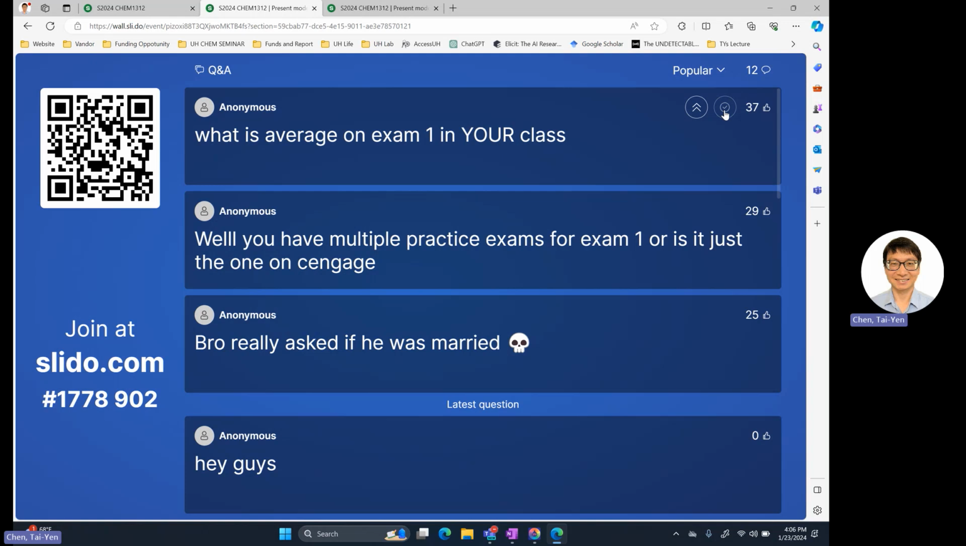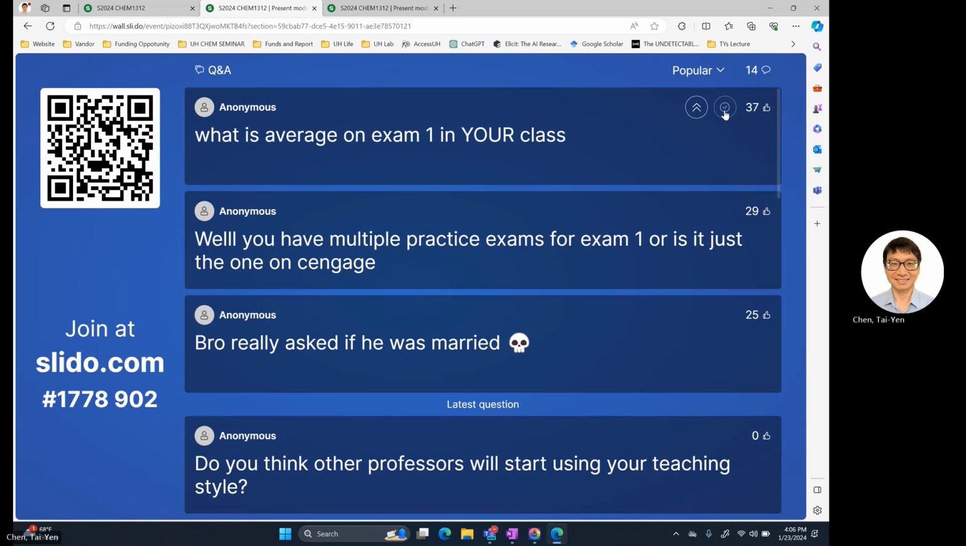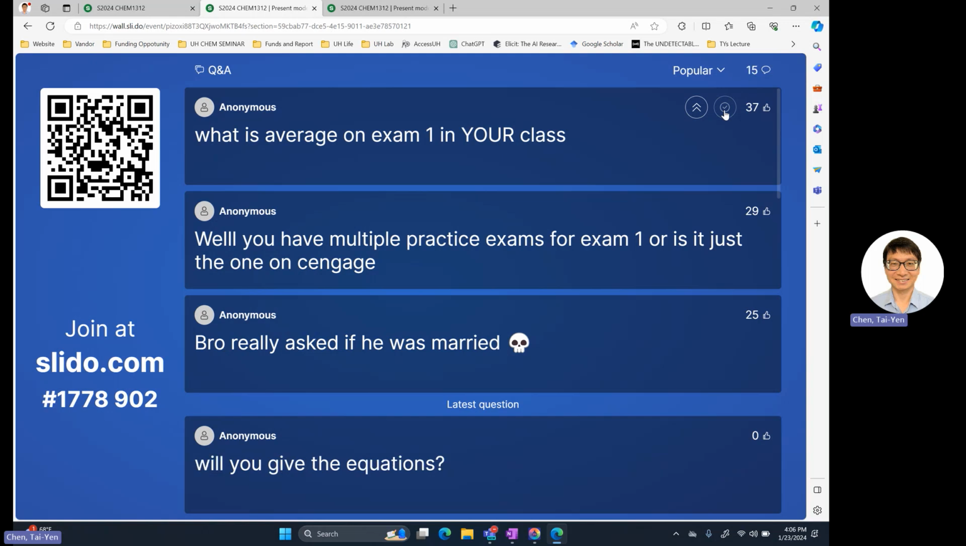Let's look at the second question. What is the average on exam 1? In my class last year, for midterm 1, I think back then we had 4 sections. The average of the 4 sections is 65. My section is 75.